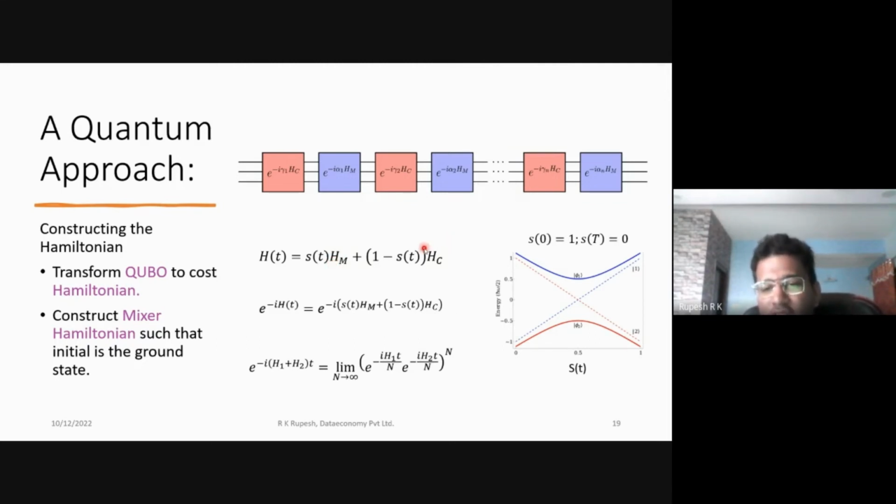So this is essentially how adiabatic annealing works. For instance, D-Wave computers do exactly this. Initially we have S(0) as 1, which means initially the Hamiltonian is the mixer Hamiltonian. As time progresses, the contribution from H_M reduces while the contribution from the cost Hamiltonian increases. And if we do this carefully and slowly, we can evolve our ground state, which is initially the ground state for the mixer Hamiltonian, to the ground state for the cost Hamiltonian.